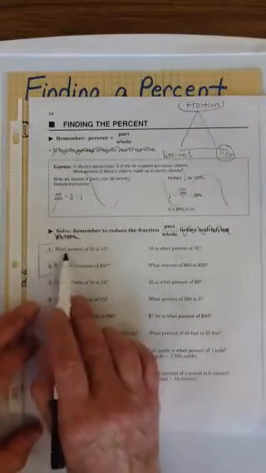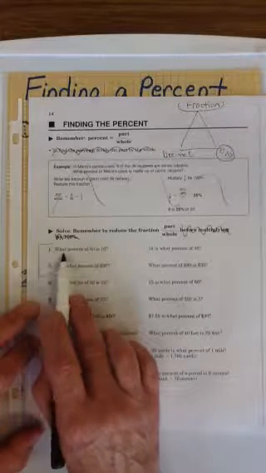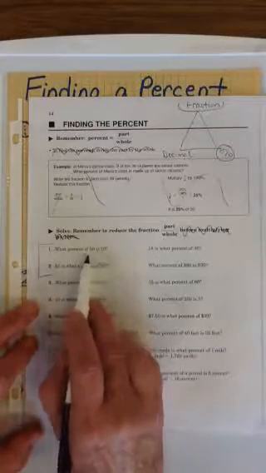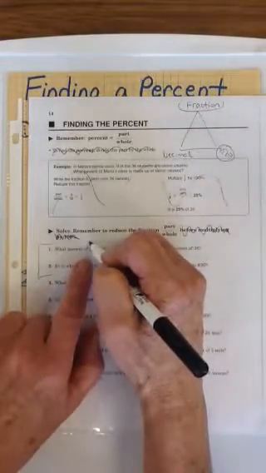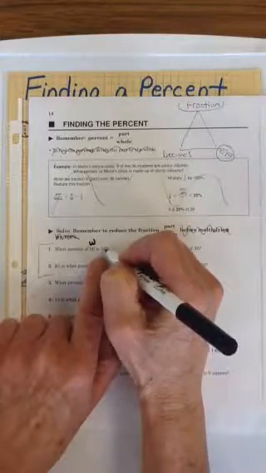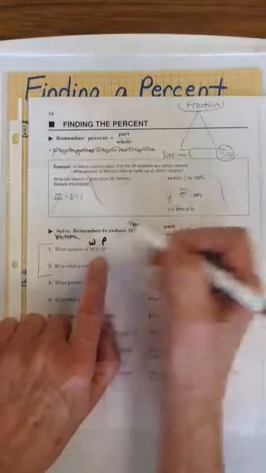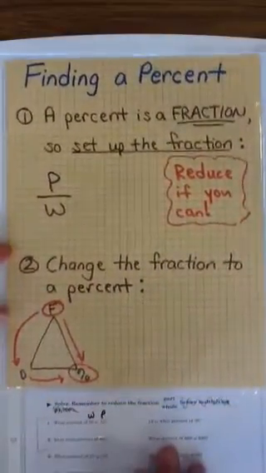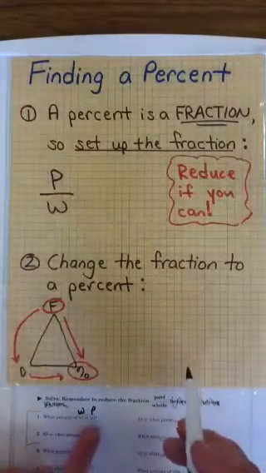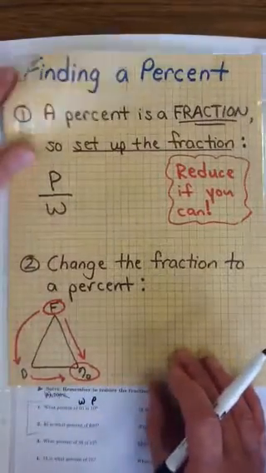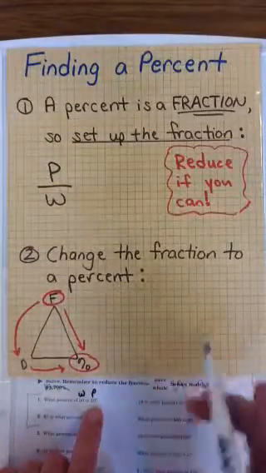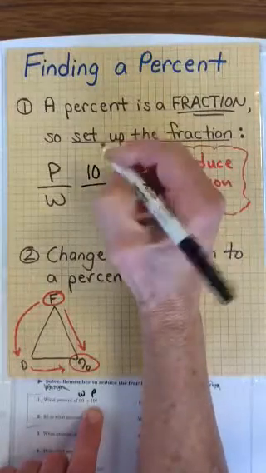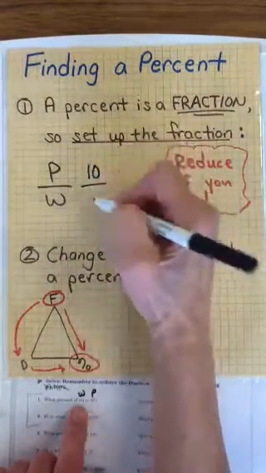Okay, so problem number 1 is what percent of 50 is 10? Now you've learned that the number after the of is the whole. The number next to the is is the part. So for this problem, the part is 10, so I'll put a 10 in the numerator. I'm setting up my fraction, and the 50 is the whole.